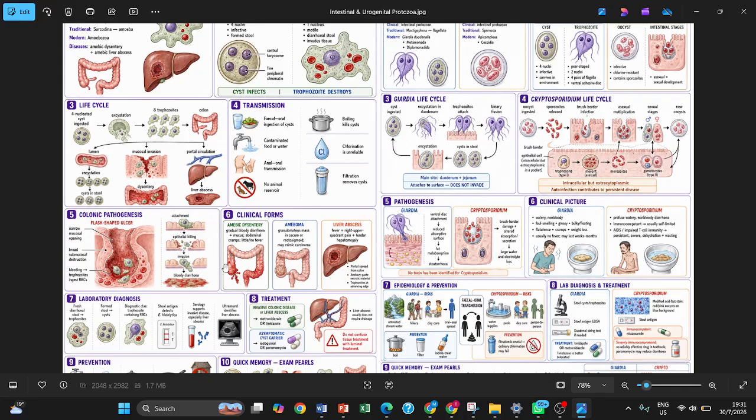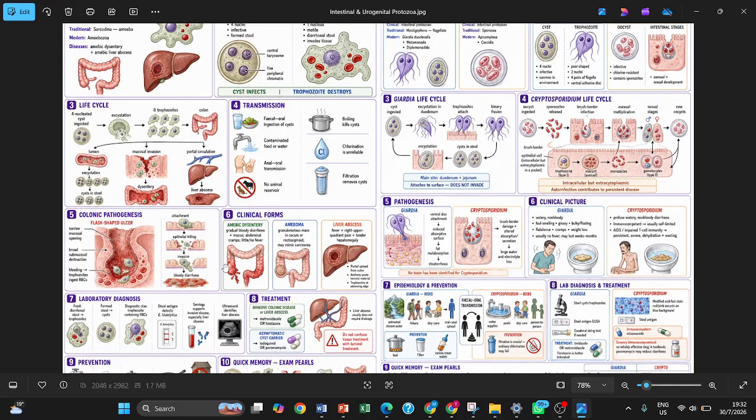And then Cryptosporidium, we already alluded to the aspect that it affects people with AIDS, because they've got impaired T cell immunity. People with immunocompetence usually have a self-limited disease, but in people with AIDS it's persistent and severe, leading to dehydration and wasting, right?